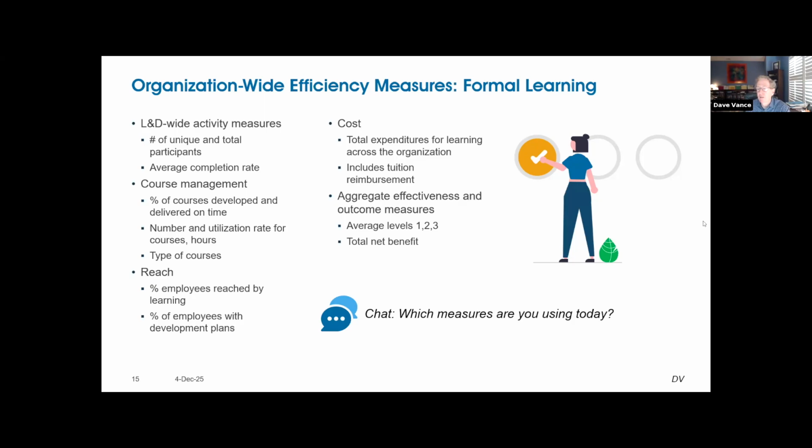Reach, I love it, Samantha, and various activity measures. We would really hope that a lot of you, if you haven't started measuring reach already, try if you can get a hold of that number. It's not too hard. It's the number of employees who have been touched by learning, either registered or a member of a community of practice or whatever, divided by your total number of employees. It's an easy one to calculate. I think your senior leaders will be interested in reach and hopefully percent with the development plan as well.